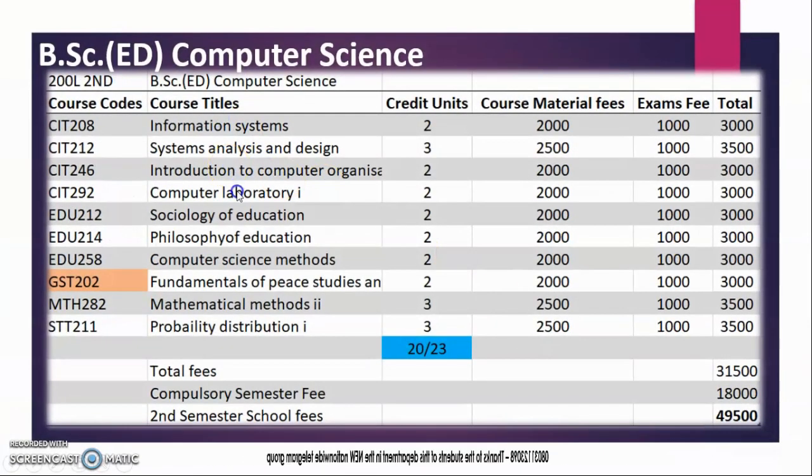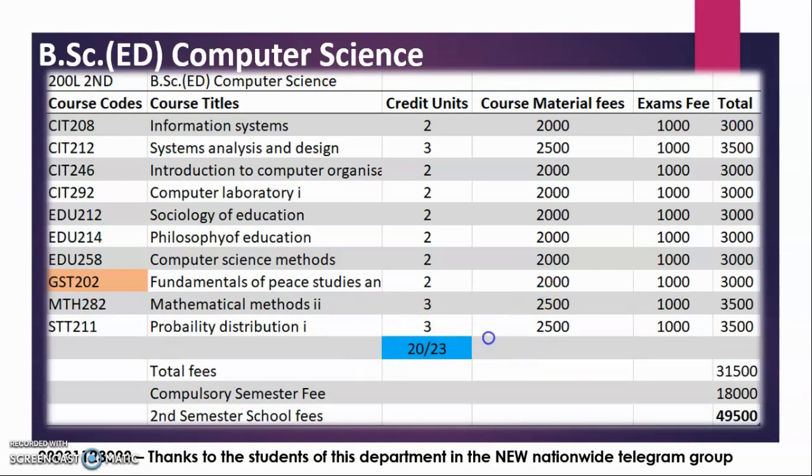Now, second semester 200 level, these are your courses. You have 1 GST, 3 educational courses and others. 20 credit units are required of you, even though you register 23. So even if you fail one course here that has 3 units, or whatever the amount, 3 or 2 units, you still have the opportunity to graduate without issues. And these fees are calculated the same way as others, with 18,000 being the compulsory fee. The total fee for this semester is 49,500.